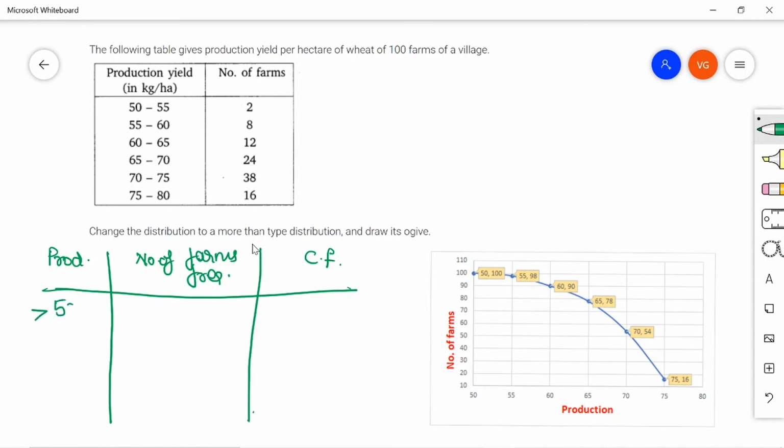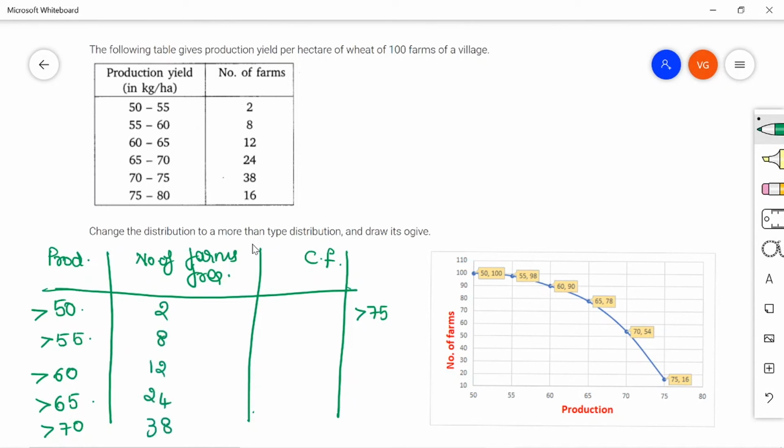So take it as greater than 50. Next is greater than 55. So greater than 60, greater than 65, right? So greater than 70 and greater than 75. So like that I am taking. Next, so here I will write down the given frequency 2, 8, 12, 24, 38 and 16, right?